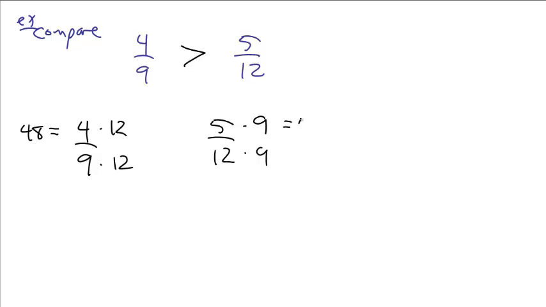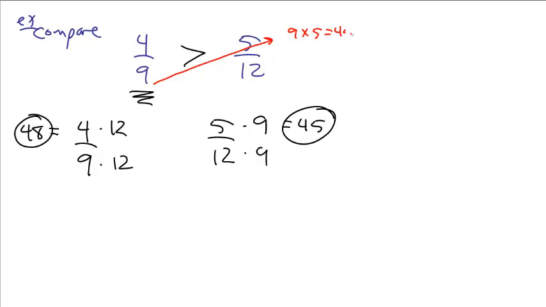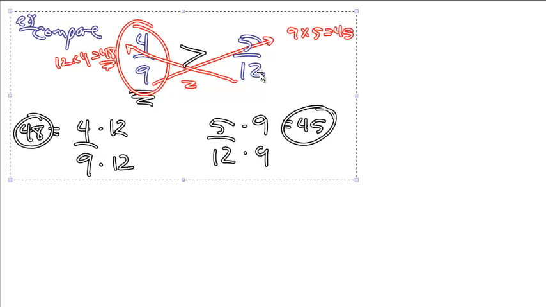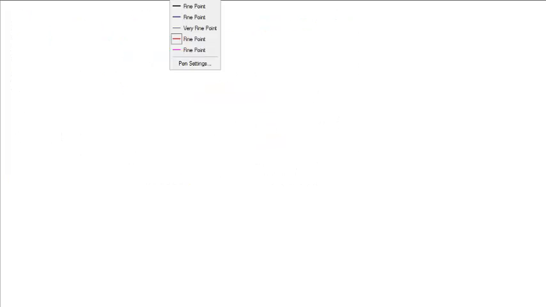5 times 9 is 45. So whatever that denominator is, it's the same, and therefore 48 of those is better than 45 of those, so this fraction is bigger. The super duper shortcut is to just multiply across. You say 9 times 5 is 45, and you say 12 times 4 is 48, and you say, hey, 48 is bigger, therefore this fraction is greater than this fraction. Woohoo!